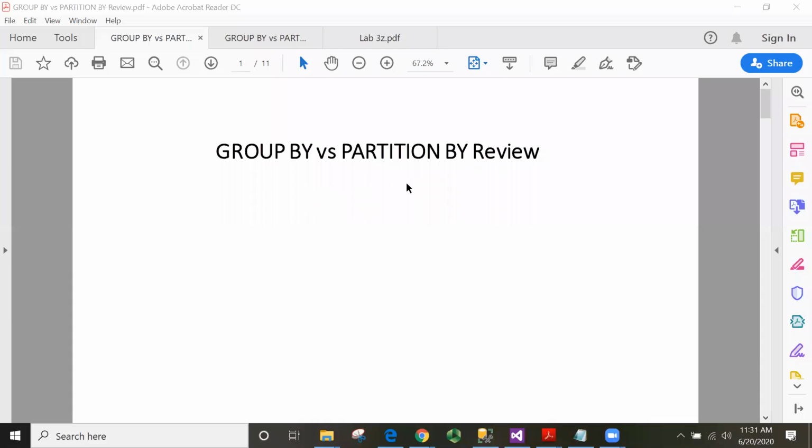Group by and partition by are commonly used when we do data work, especially data analytics or data analysis. You are going to be a data scientist, an analyst, or a data engineer. Very, very relevant, very important concepts and techniques.